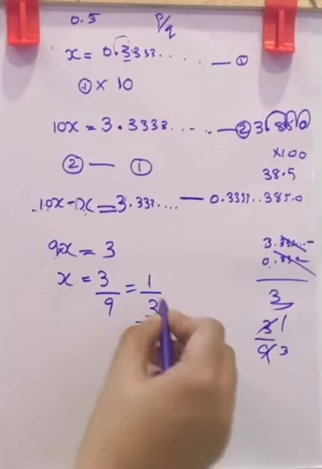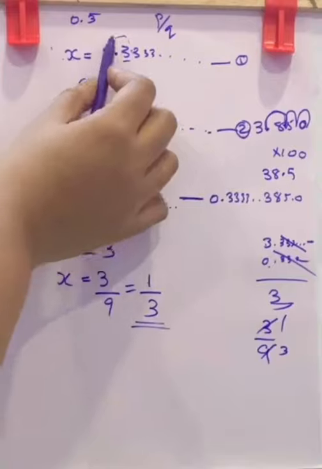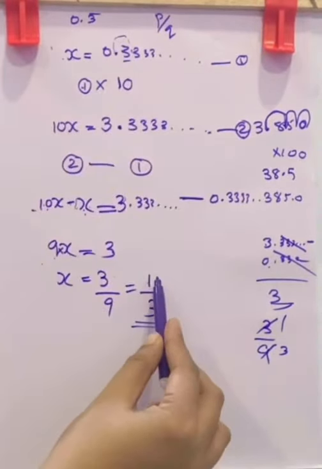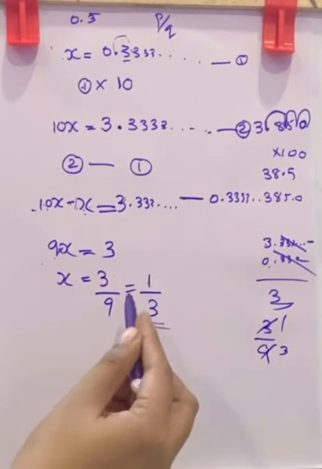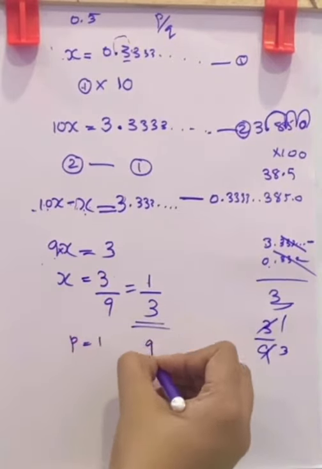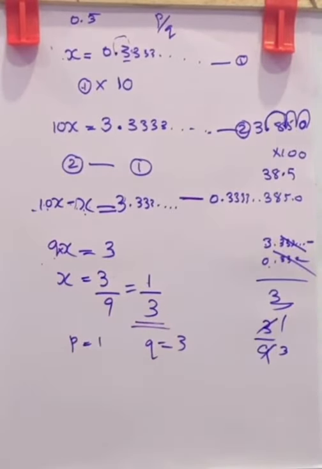This is the x that was asked. You want to write this in the p by q form. Now this has become p by q form, where this 1 is p and q we got as 3. That is, p by q is 1 by 3. Okay.